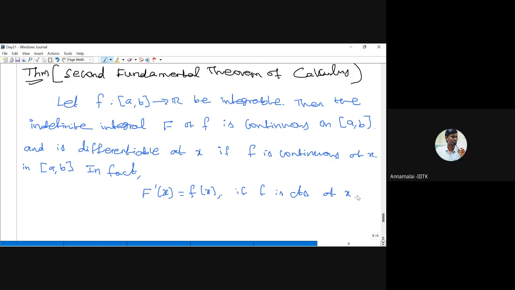These two theorems are very important: the first fundamental theorem of calculus and the second fundamental theorem of calculus. Okay, any doubt in this?